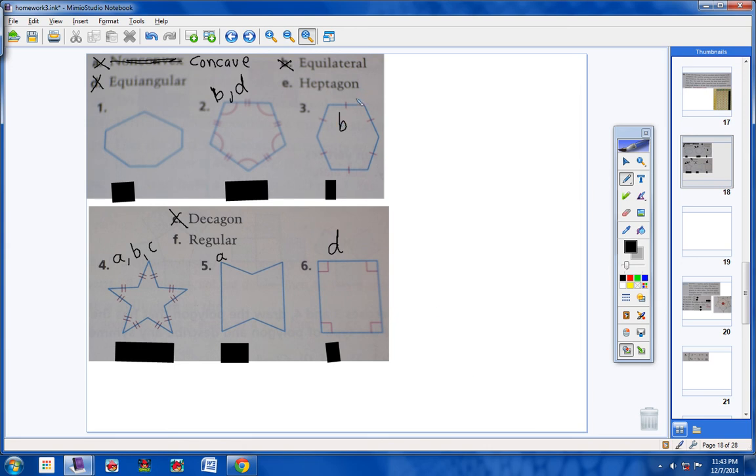Well, the only 7-sided figure up here I see is this one right here. You can go through and count each one, but trust me, this is the only one. So E. And then F, regular. Now if it's regular, it has to be B and D both, equilateral and equiangular. Well, 2 is B and D, so I'm going to go and put an F here.